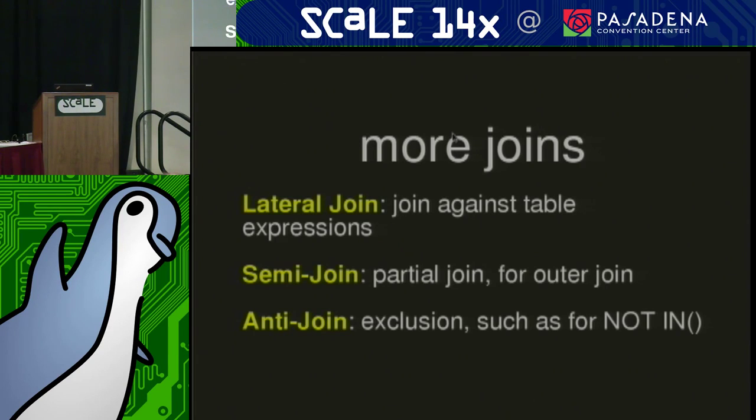A semi-join, this is how we execute outer joins a lot of the time. As in, hey, we're only going to join against the rows that match in this table, and we're going to ignore the ones that don't match. You know, we're going to ignore the null ones, right? And the opposite of that is the anti-join. That's when you do, say, a NOT IN expression or a WHERE NOT EXISTS expression. We will often do an anti-join.